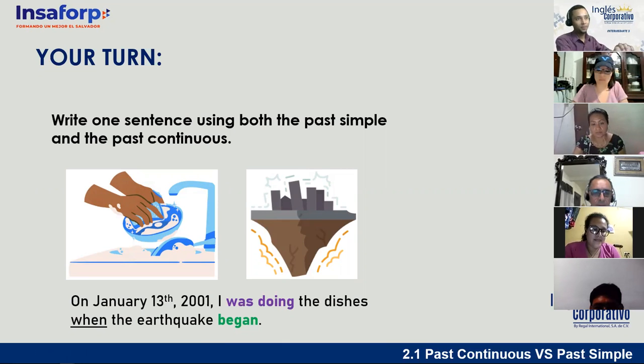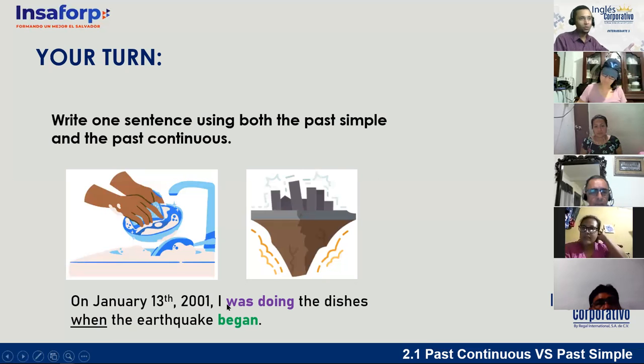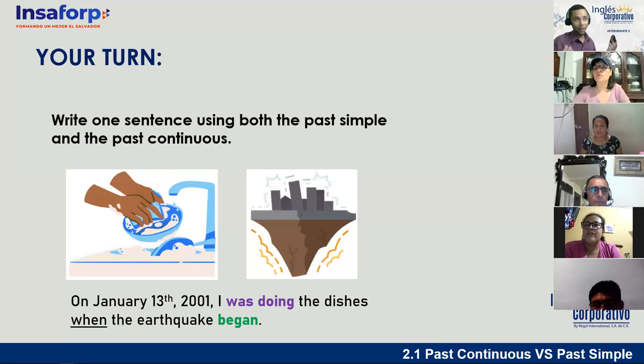So that's my sentence. I want you to write one sentence. Usted puede ocupar este mismo contexto, puede hablar del terremoto, pero si a lo mejor esto no le trae buenos recuerdos, puede ser cualquier otra cuestión. No hay ningún problema. Entonces, este sería mi ejemplo. On January 13th, 2001, I was doing the dishes when the earthquake began. Así que esa es su tarea, una oración ocupando past simple y past continuous. Past continuous para una acción que estaba en progreso, pero que no había terminado cuando otra acción la interrumpió. Esa acción que interrumpió va en past simple.